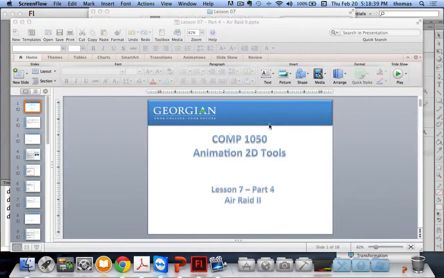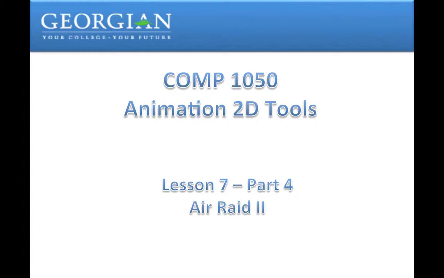All right, so we're back, and it's COMP1050 Animation 2D Tools, Week 7, Part 4, and we're talking about Air Raid 2. So in the last movie, we talked about how we can use cosine and sine functions built into ActionScript, as well as arctangent, to determine two things: X and Y coordinates of an object moving in a particular angle, and also the angle of an object at a certain distance from an originating object.